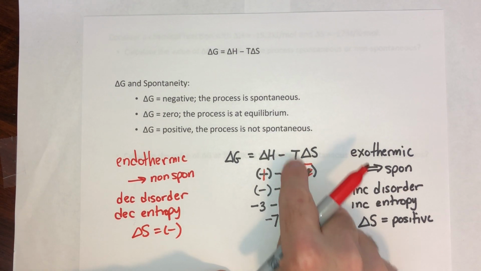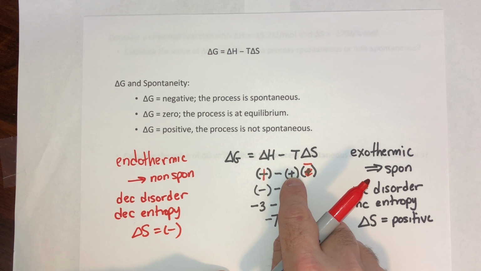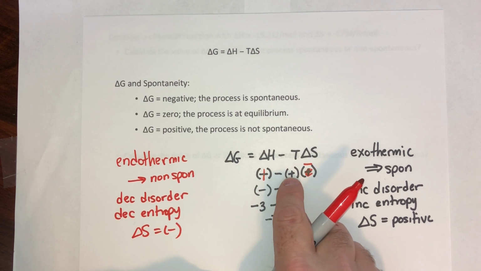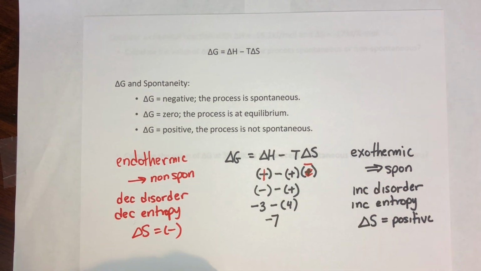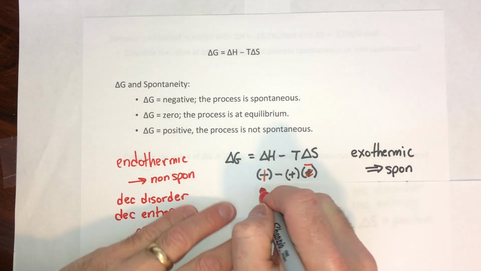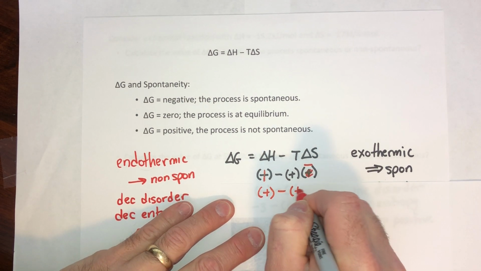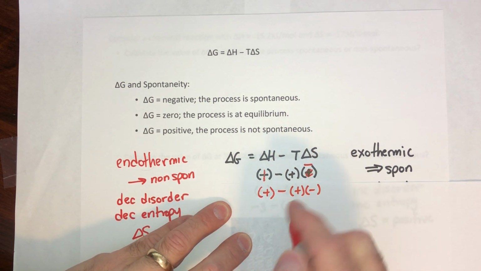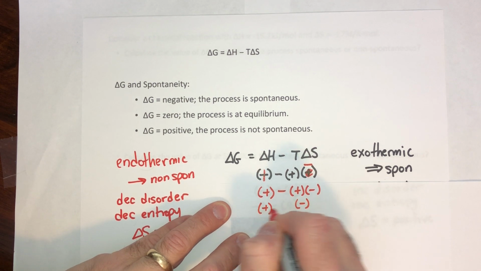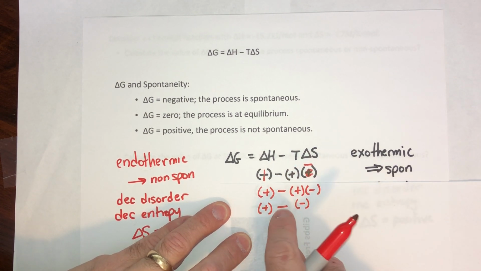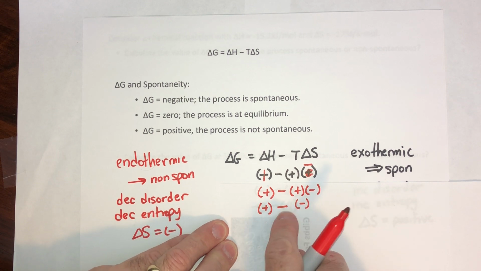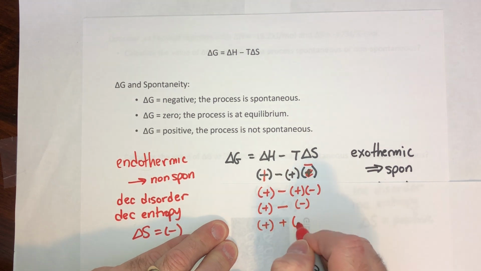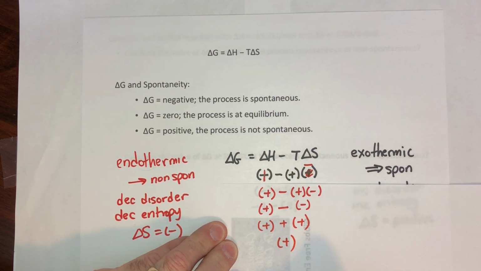So your temperature is still positive because it's a Kelvin scale. It's always positive. So you have a positive number minus a positive number times a negative number. Okay, so maybe what we'll do is we'll just cover this up. So you've got a positive number minus a positive number times a negative number. What's a positive times a negative? That's a negative. So you got a positive number minus a negative number. And if you've got two negatives that come together, minus a minus is the same as adding a positive. So this would be plus plus a plus. So your answer is positive.